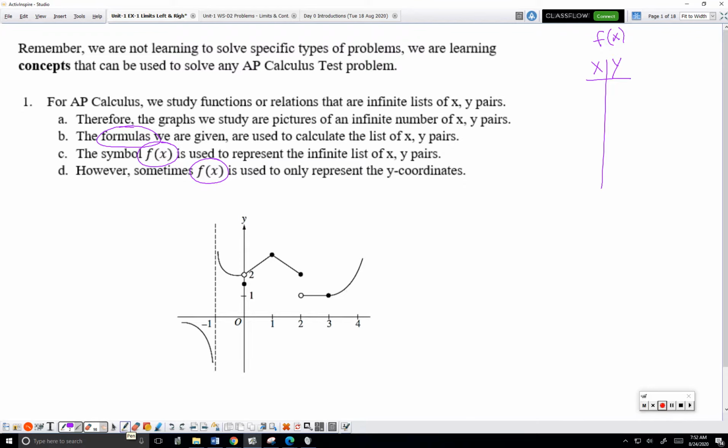So if we say f of 3, that's simply asking us, it says f of 3, we're paying attention to this exact XY pair. We're looking at an x coordinate of 3, and we know the y coordinate that goes with it is exactly 1.